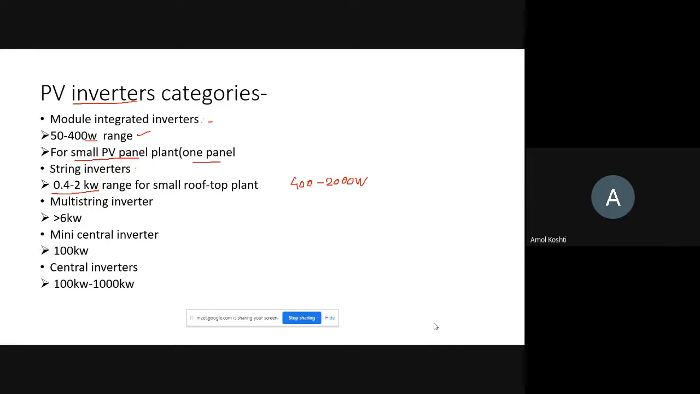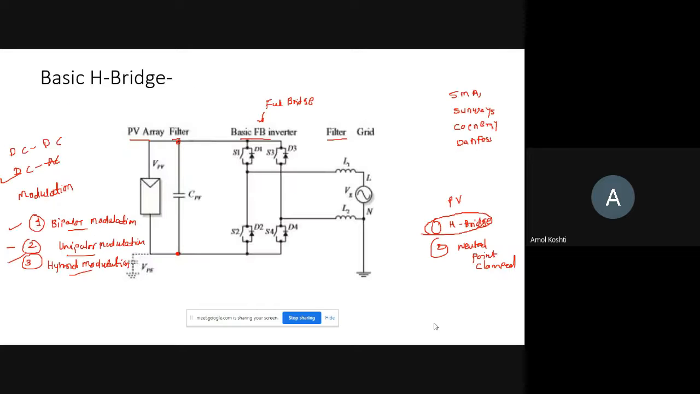In that we have learned module integrated inverters, then string inverters, and multi-string inverters. Based on the different voltage, current, and power ranges, they are differentiated from each other. Then we learned the basic H bridge, which we are familiar with. This type of topology can be used in DC to DC, and can also be used for DC to AC.